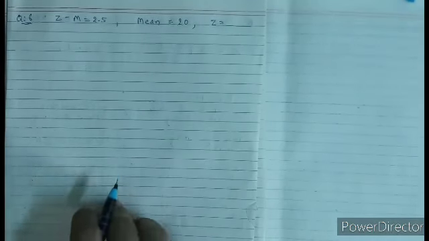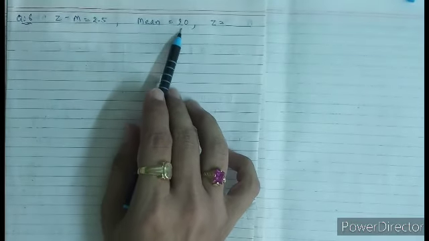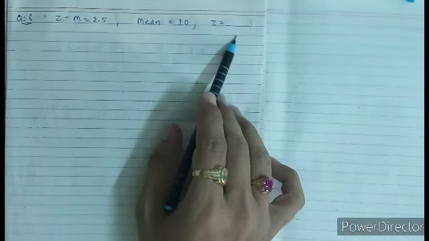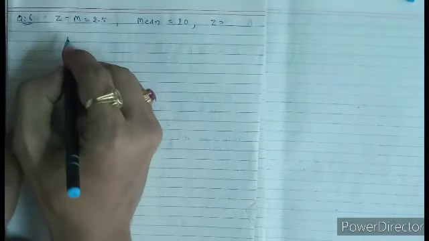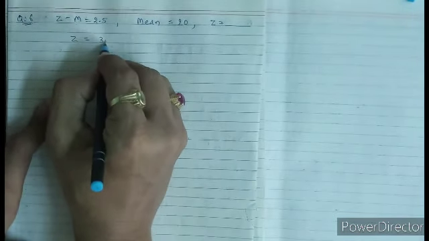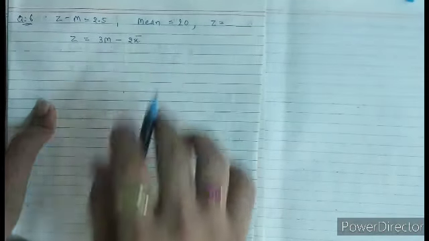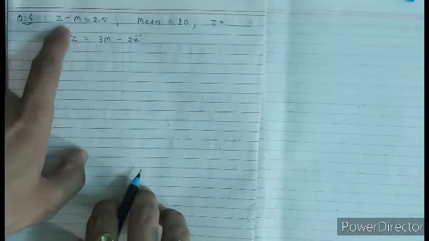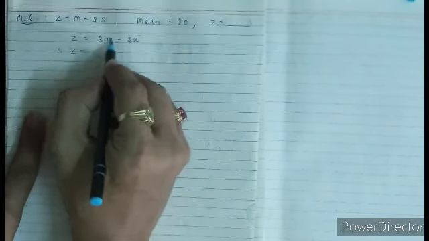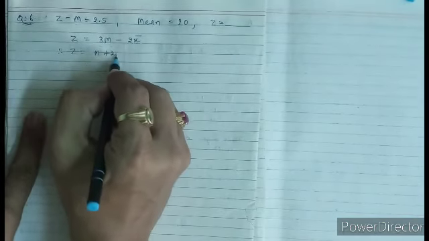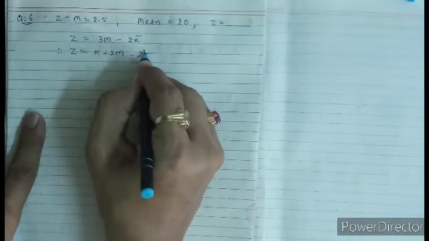Now the next question is, in the given data z minus m equals 2.5. The mean of this data is given, it is 20, and we have to find the mode of this data. Now here, as z minus m is given, we know the equation z equals 3m minus 2x bar. Here x bar is given as 20. To get this z minus m term, we can do one thing here. z equals, this 3m can be written as m plus 2m. 3m equals 1m plus 2m minus 2x bar as it is.